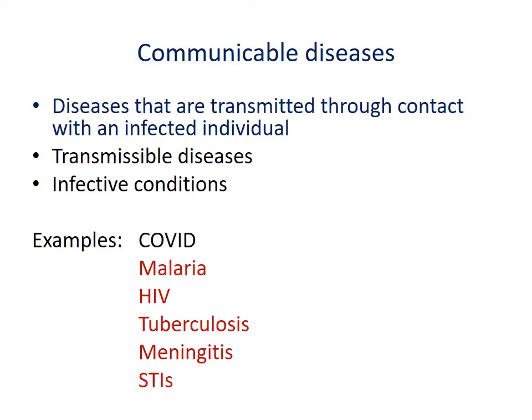It's important that we should differentiate NCDs from communicable diseases. Communicable diseases are those that are transmitted through contact with an infected individual. So they are transmissible diseases and usually infective conditions. And the best examples in contemporary times include COVID, which is now a big pandemic worldwide, malaria infection, HIV, tuberculosis, meningitis, and sexually transmitted disorders.